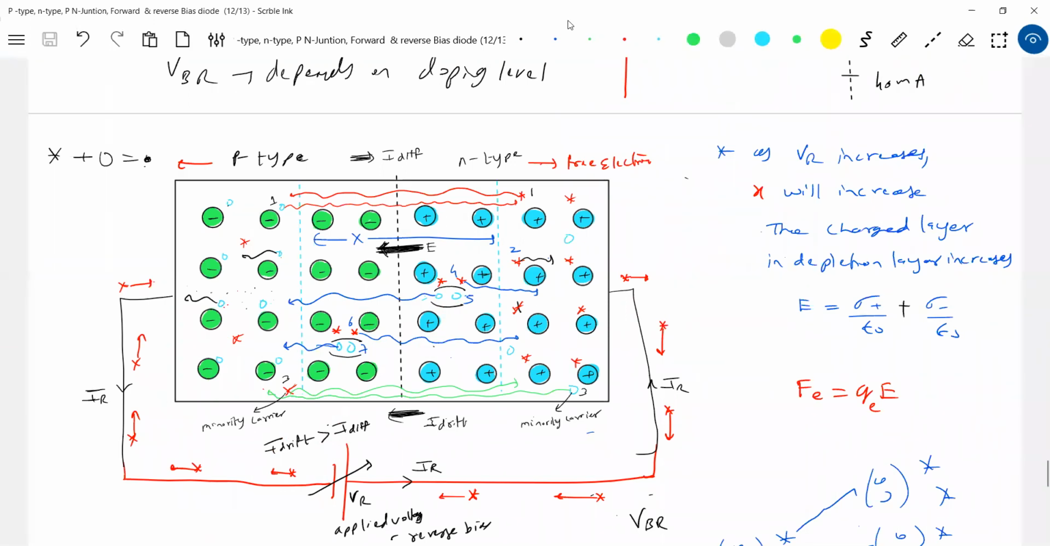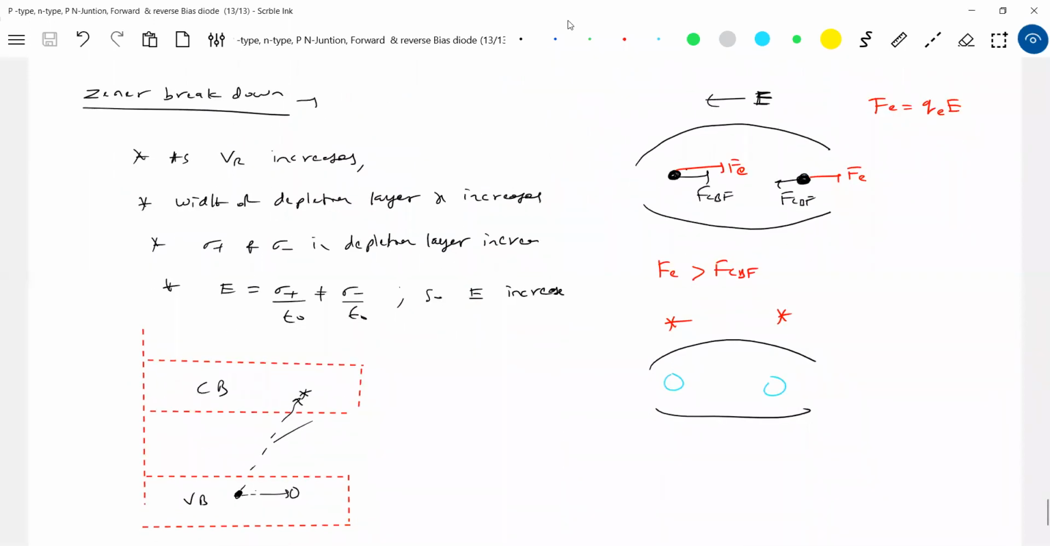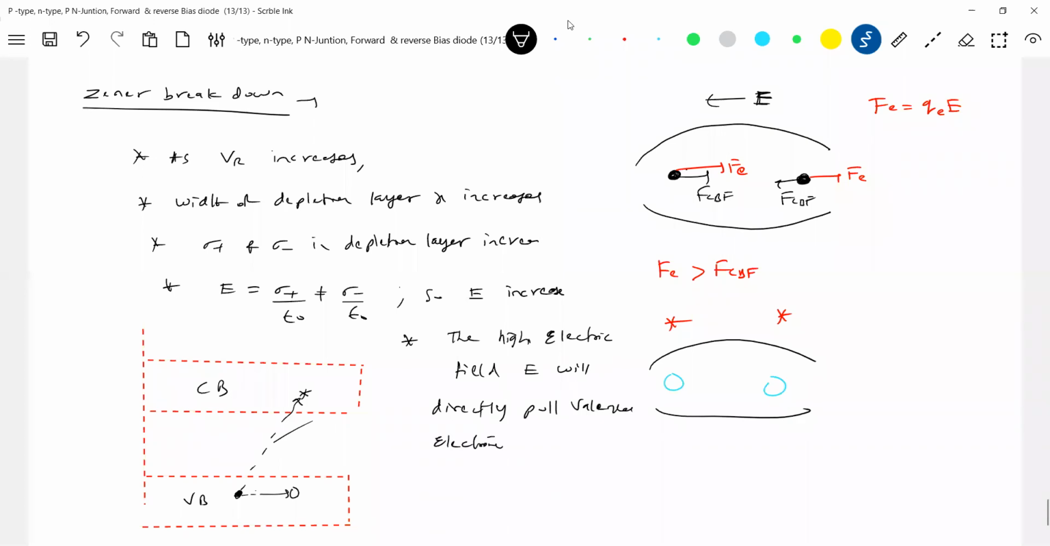Now you ask the question, sir, which one will occur? For lower voltages, if you take the reverse bias, as E increases, this high electric field will directly pull valence electrons from the valence band and place them in the conduction band.